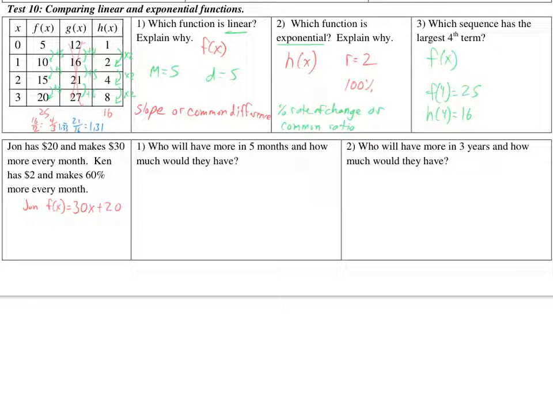Okay, that helps. Change the equation. Let's do Ken now. Ken. We'll call him g of x.